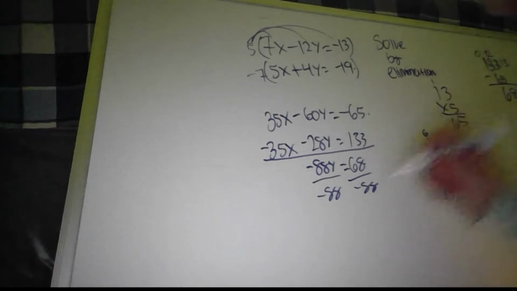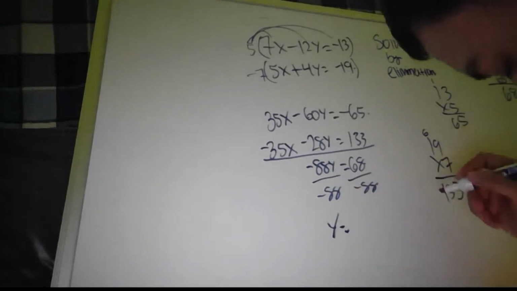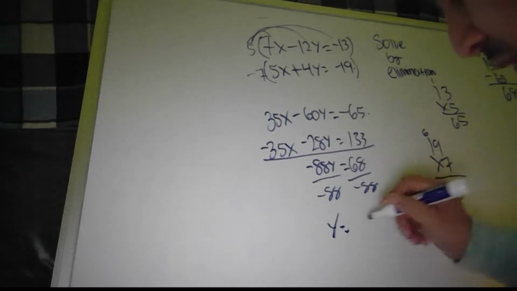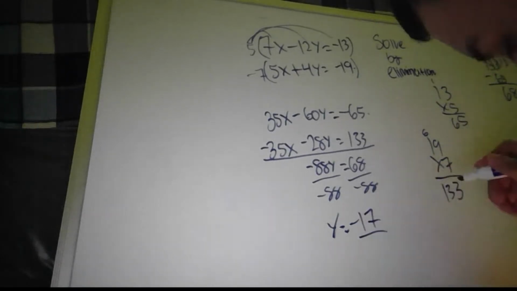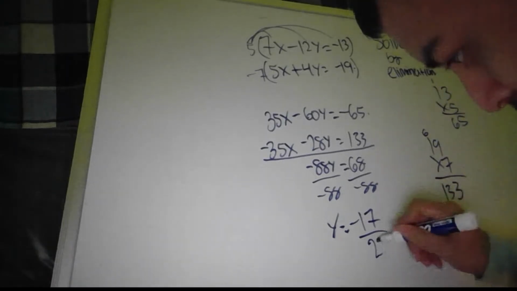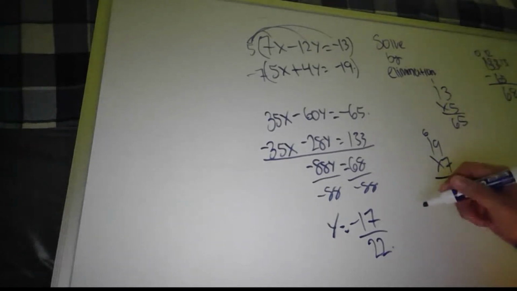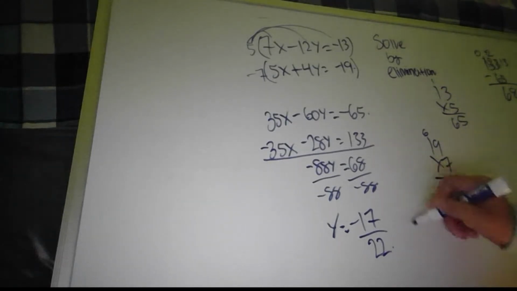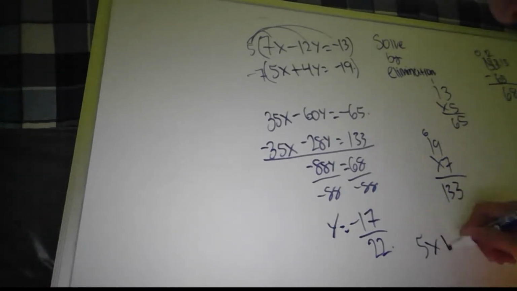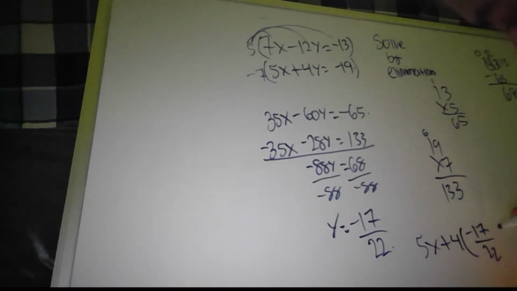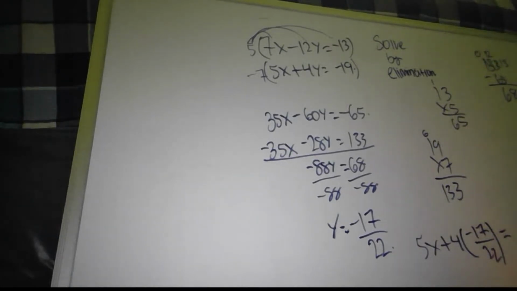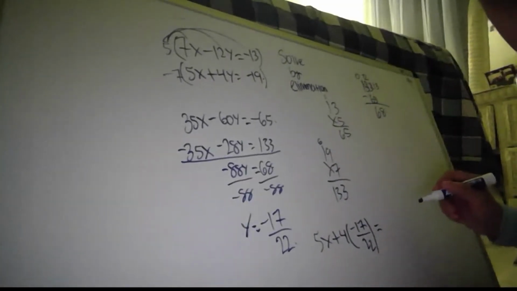Sorry, guys. Okay, so y will equal negative 17 over 22. Now, if you plug that into one of your equations, so basically you do 5x plus 4 times negative 17 over 22 equals, and this will be equal to, and let me move the camera so you can all see what I'm doing.